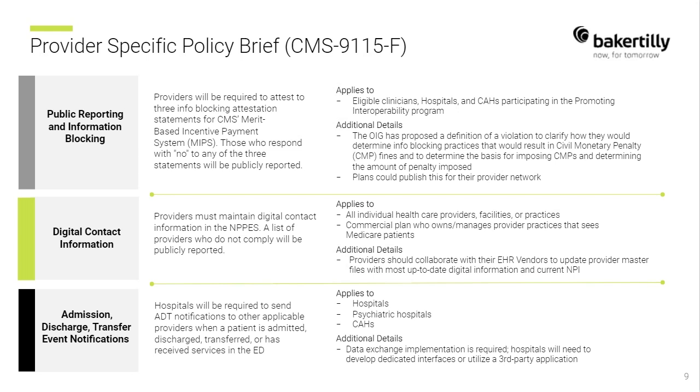It's also worth noting that for this specifically, the OIG has proposed a definition of a violation to clarify how they would determine information blocking practices. There are definitions of about 8 different exceptions and things of that nature, defined again in that Cures Act and other related legislation, that would result in a civil monetary penalty fine. And then also, how do they determine the basis for imposing those CMPs and determining the amount of penalty imposed.